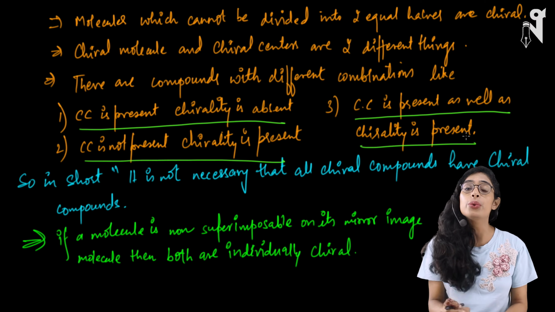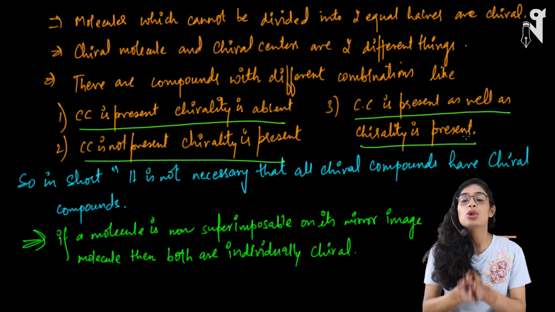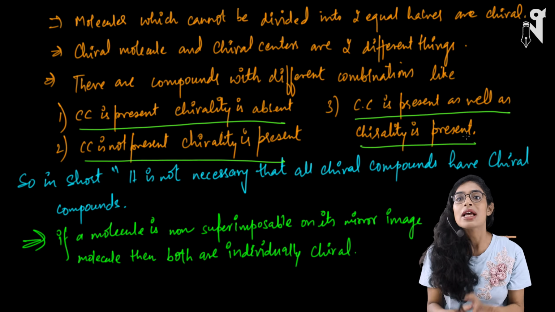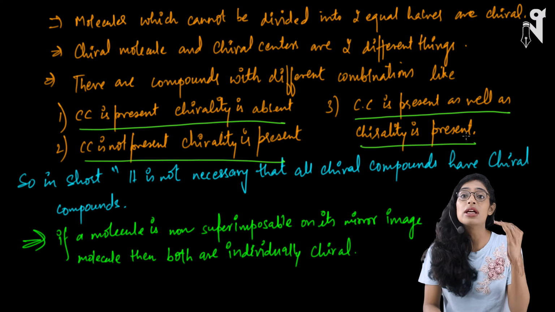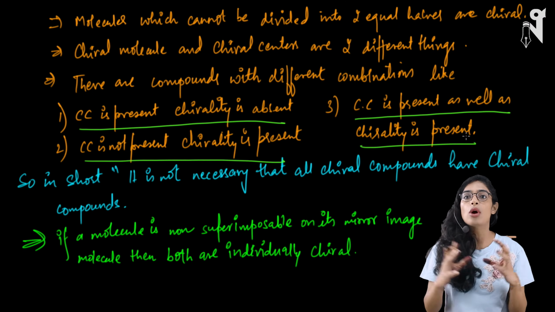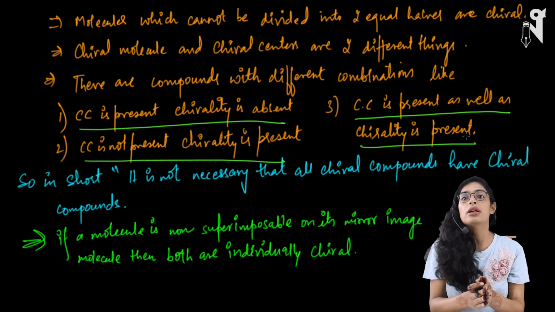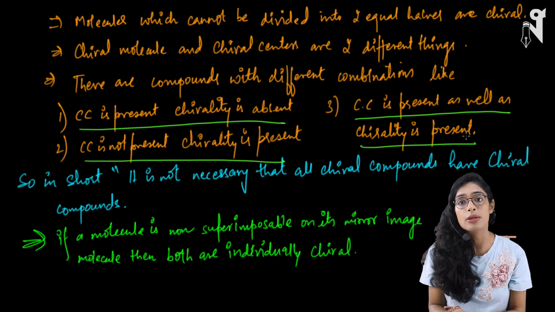Now, I told you that chirality is nothing else but when a molecule's 3D structure cannot be divided into two equal halves. That is called chirality. How would we decide whether a compound is chiral or not? How will we check? We are not going to see the 3D molecule all the time, and we are not going to cut it all the time and then analyze.